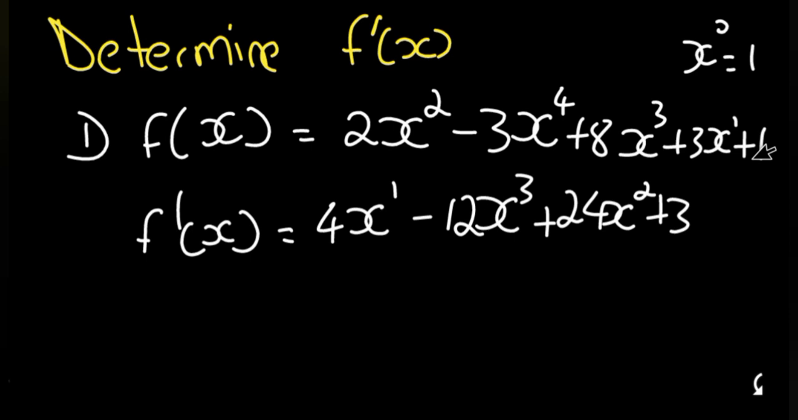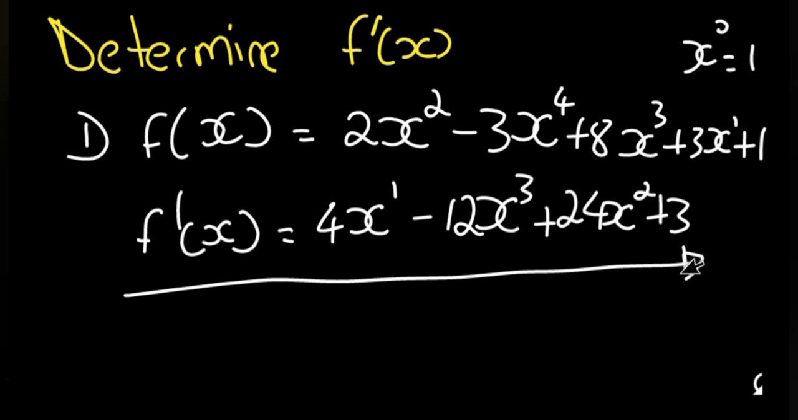The derivative of the constant: 1 is the constant in this expression. So the derivative of 1 is 0. And if you add 0 to anything, you get the same thing. So this is our derivative. That's how you get the derivative. So let us try another question.